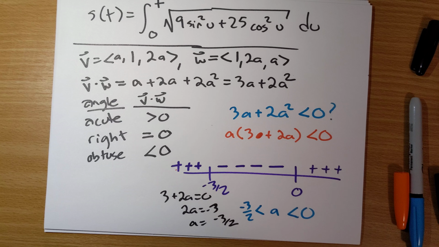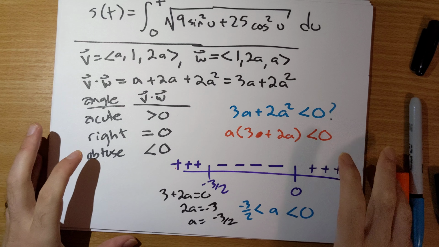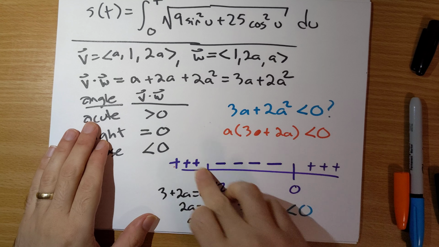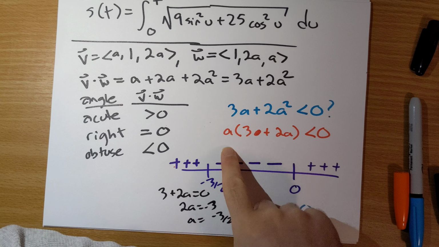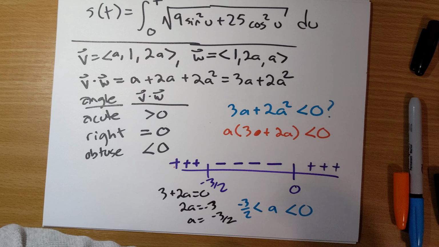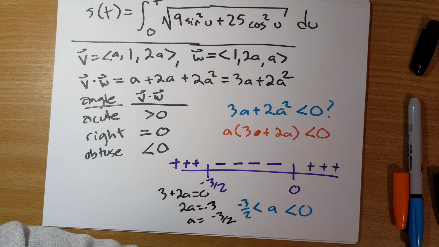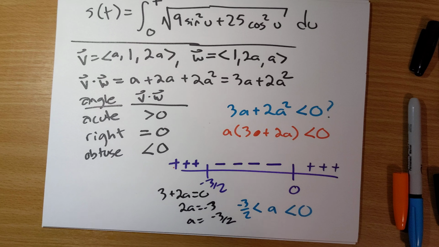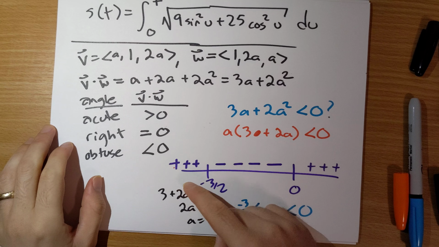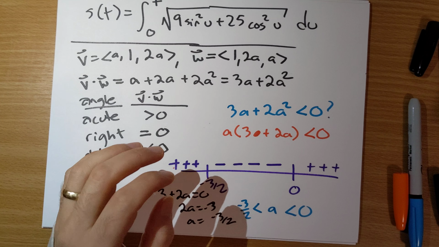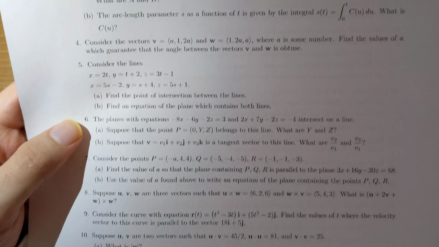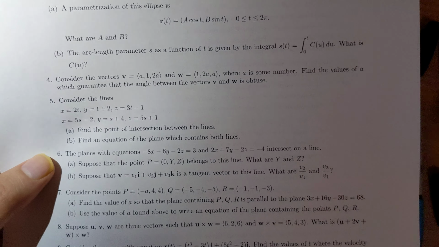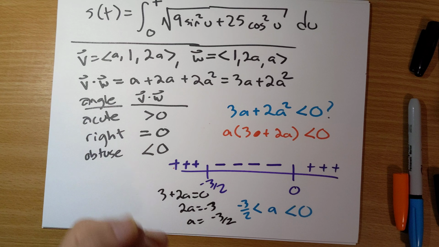So there's kind of two parts to this particular problem. One part is doing all of the sign analysis, the sign chart stuff, to figure out when 3a plus 2a squared is negative. But the more important, the multivariable calculus part of this problem is knowing that when I'm asking you about when the angle between those vectors is obtuse, that means that the dot product has to be negative.